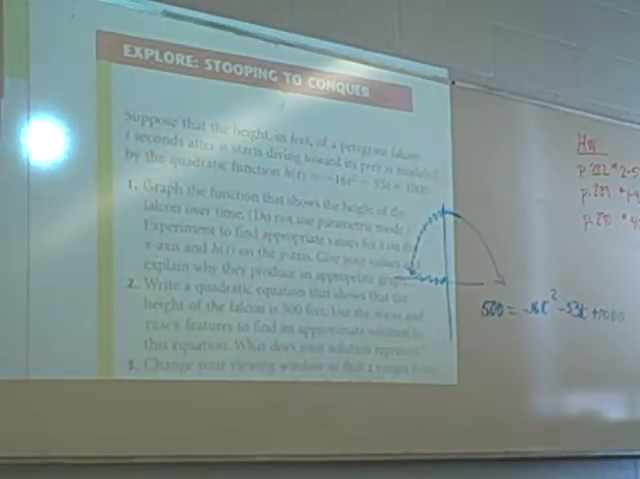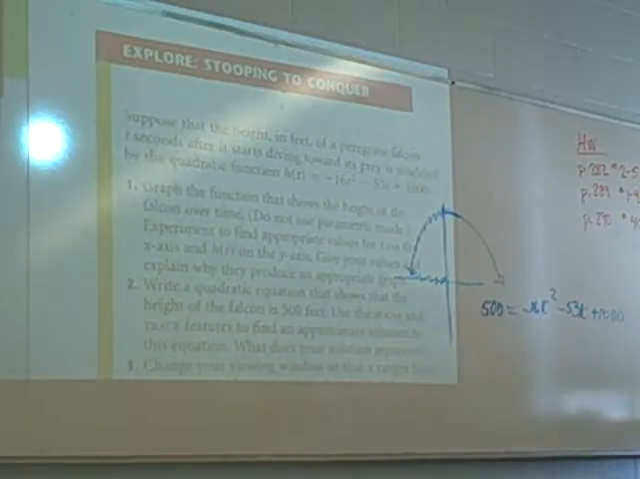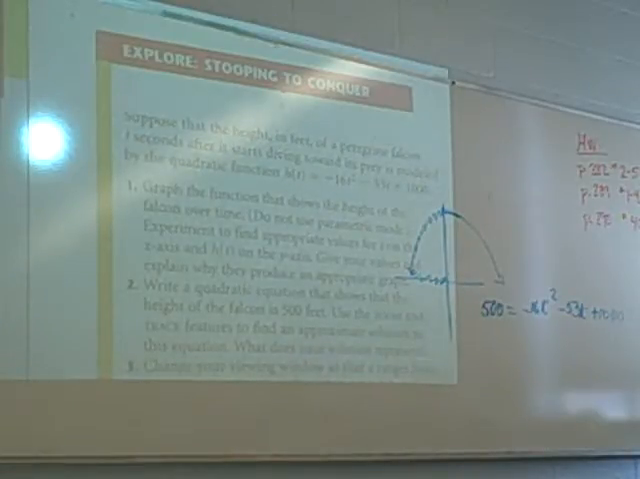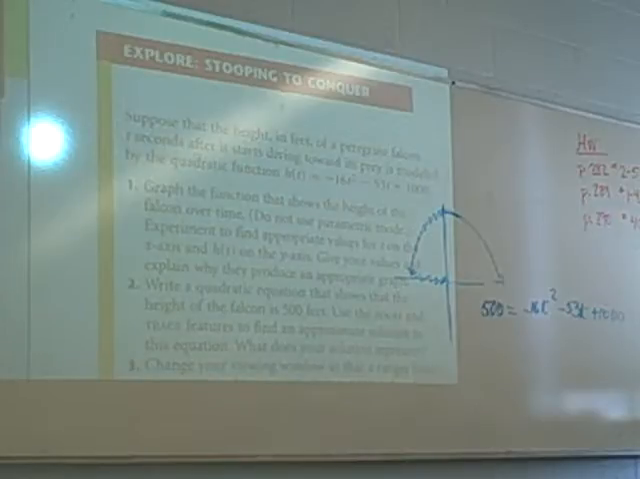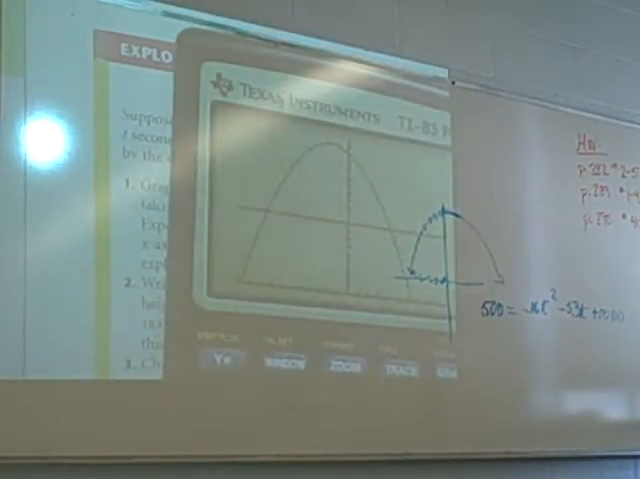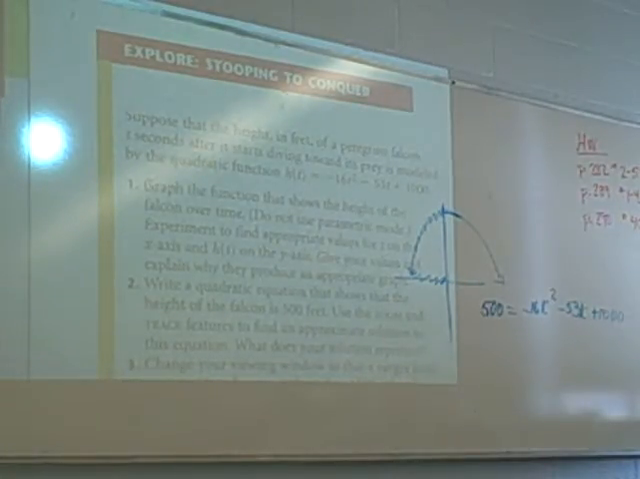All right, so change your viewing window so that x ranges from negative 10 to 10 and y ranges from 0 to 1100. What does the graph of the function look like now? I'll just use yours. Yeah, this is it, because I think it might still be set up from before. Use your graph to find all of the x values that solve your equation.